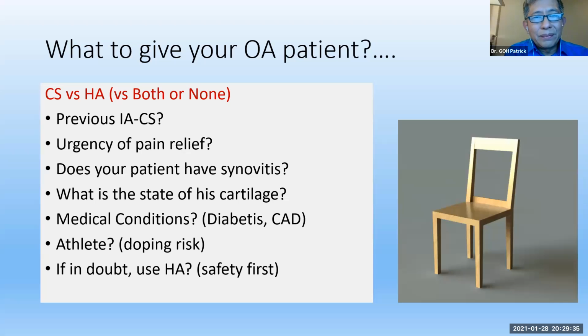Just one last thing. As a clinician, when you are meeting your OA patient, you have choices. If he's been receiving corticosteroids for a while, you may not want to give any more, because you have to use it sparingly, and you just don't want too much collateral damage to the cartilage. What's the urgency of pain relief? Does he really have synovitis? What's the state of his cartilage? If he's got not that much cartilage left, do you want to destroy it all? Does he have a medical contraindication or a medical risk? Does he have a doping risk if an athlete?